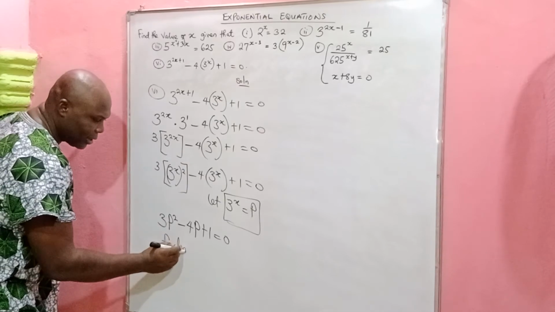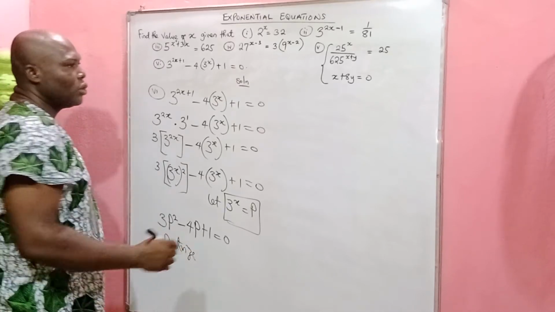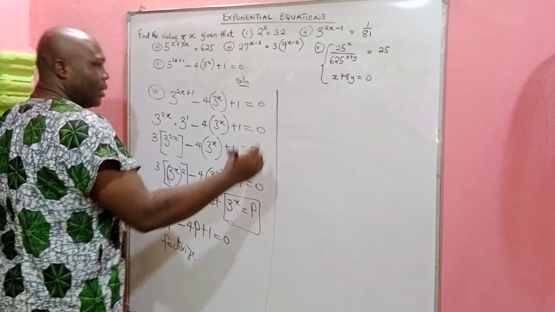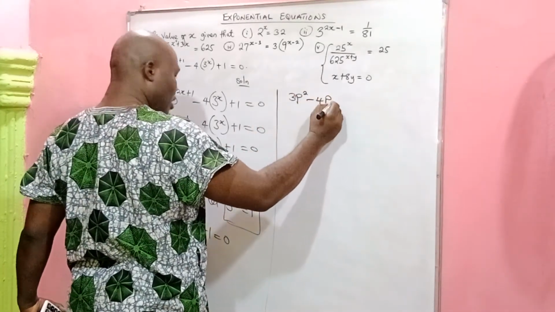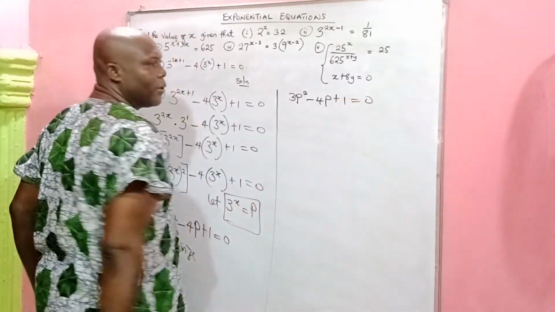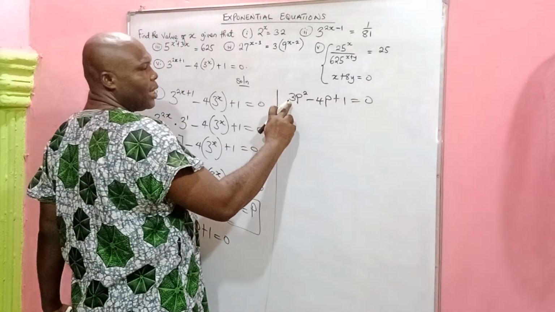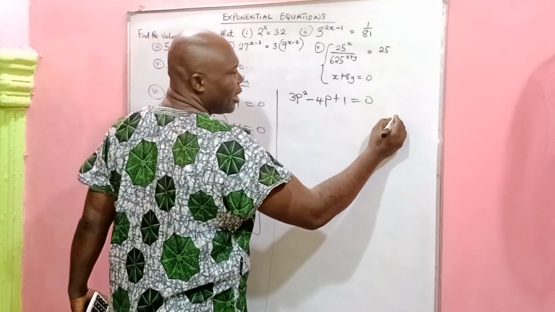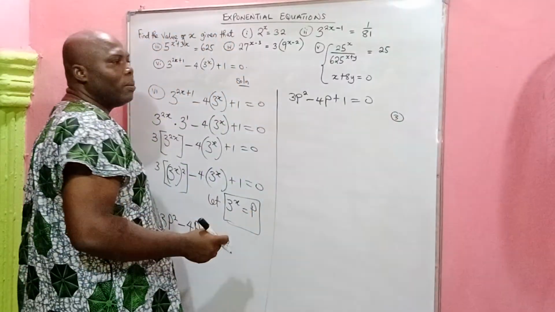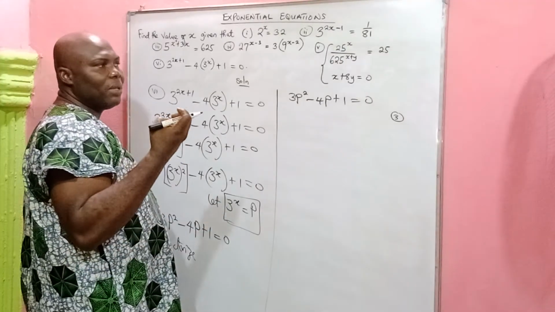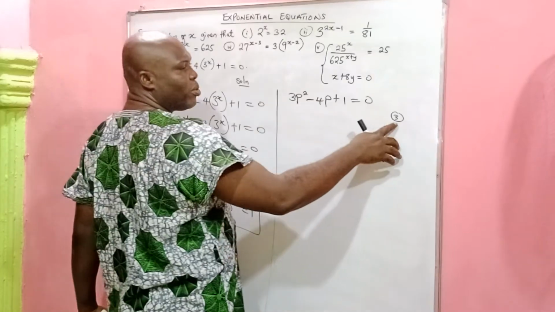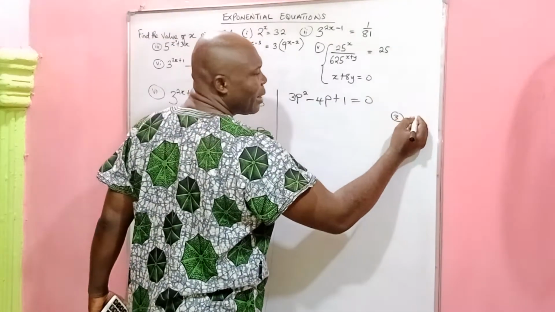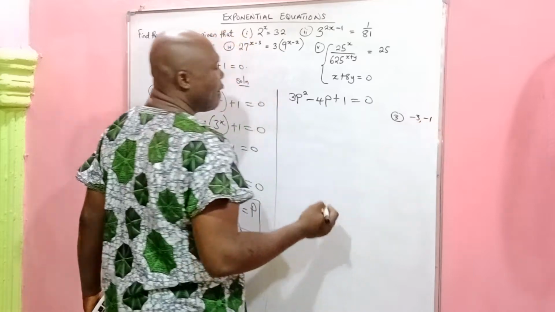To factorize. Very simple. So I want to factorize 3p squared minus 4p plus 1 equals 0. How do you factorize? So 3 here times 1 will give me 3. It therefore means that I'm looking for two numbers such that when I sum them together, I will have minus 4, and when I multiply them, I will have positive 3.